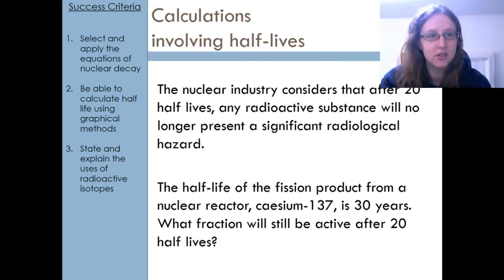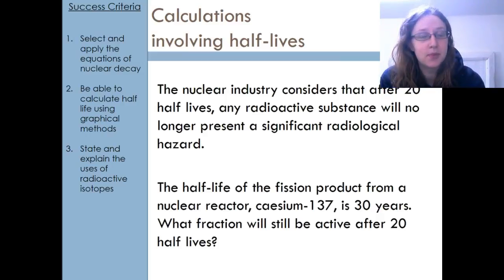Okay, so we're just going to have a little look at using half-lives and calculating with them, which should be something you've done at GCSE, but I just want to be sure that you're really happy with it. Inside the nuclear industry, something is considered to no longer be radioactively dangerous after it's undergone 20 half-lives. A common fission product from a nuclear reactor is cesium-137, and its half-life is 30 years.